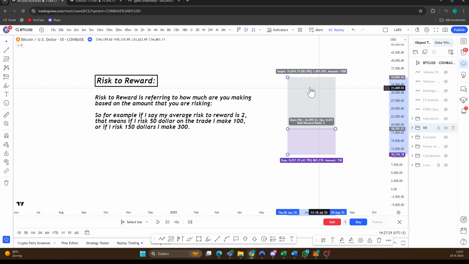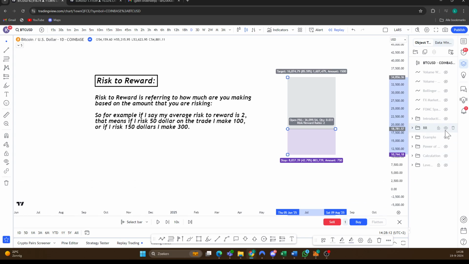And as you can see right here, I have the long position tool open. And right here in the middle, you can see a risk to reward ratio that equals 2. So that means if I enter this trade with a $50 risk, I lose $50 if I lose. But if I win, I make $100. So it's a 2 to 1. Okay? You're making twice as much as you are losing. That's basically what risk to reward is. How much are you making based on the amount that you are risking? And risk to reward is everything, okay? Everything in trading is based on risk to reward and the percentage of the trades that you win.